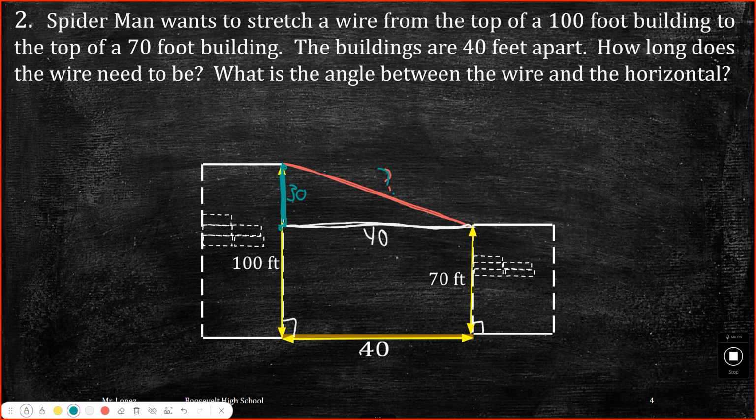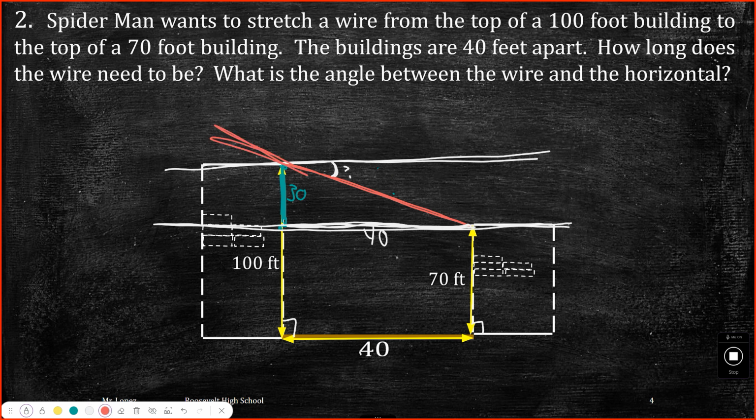Then it says, what is the angle between the wire and the horizontal? Well, if this is going straight across like this, it's talking about, what is this angle here? Going back to geometry again, do you guys remember a transversal? If these are parallel right here, then you got a transversal. This is called a transversal. And so this angle better be the same as this angle.